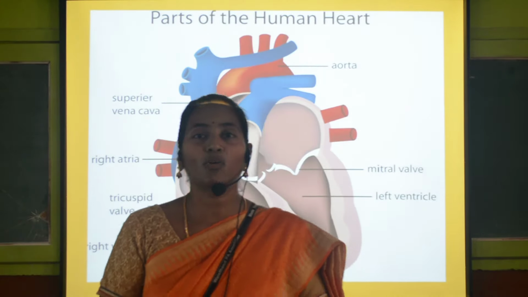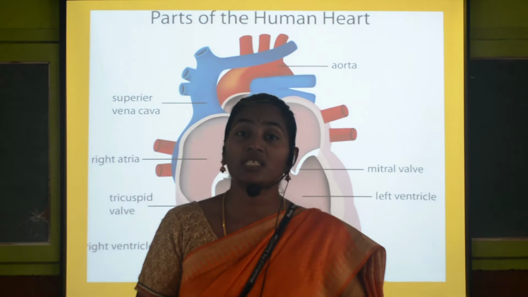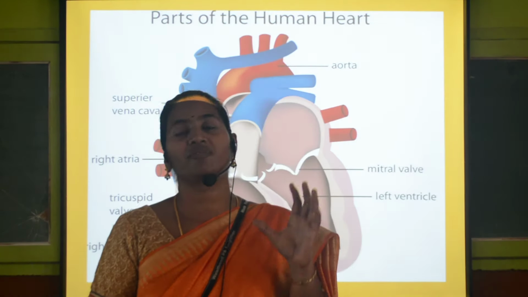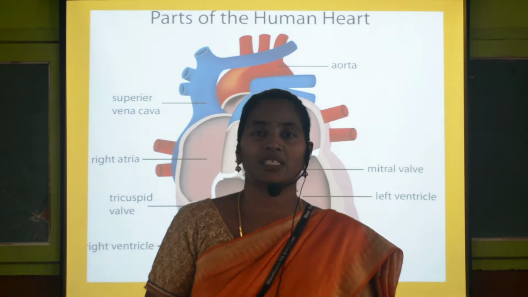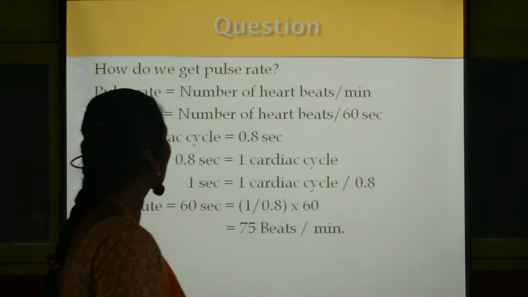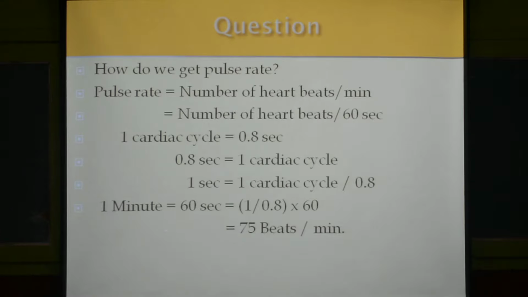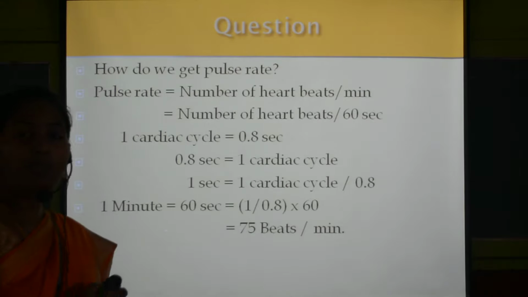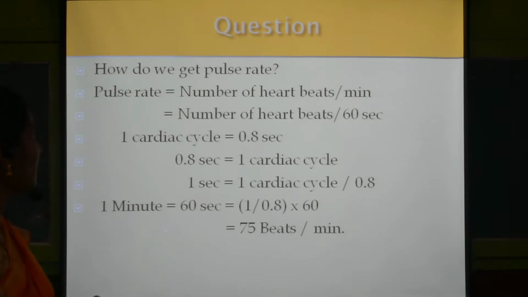Yes? So now we'll see the pulse rate. What is a pulse rate? Number of heartbeats per minute. So we know that the pulse rate per minute means the number of heartbeats per 60 seconds. 1 minute is equal to 60 seconds. So we will see how many heartbeats will be there for 60 seconds.